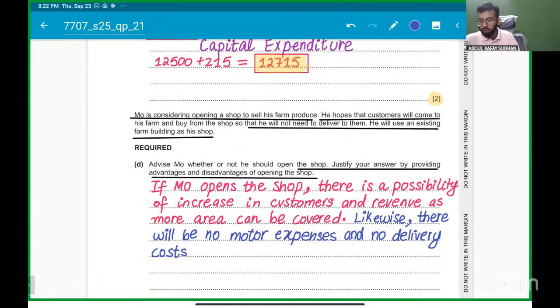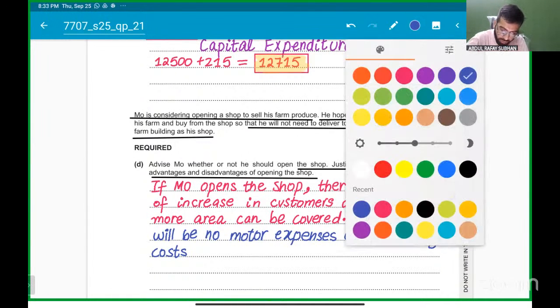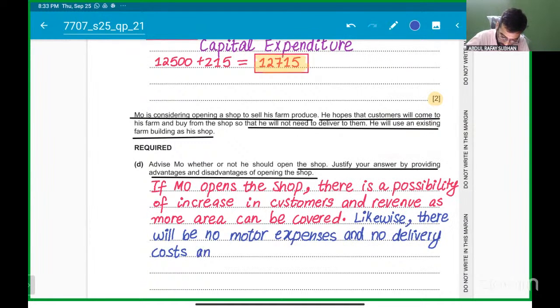Okay, let's continue. So ये कुछ benefits हैं, advantages हैं. I have written down two advantages. If anyone would like to volunteer something, okay, there will be no motor expenses and no delivery cost. If you are opening the shop, you can attract more customers, more audience can be reached. Okay, more area can be covered of that surrounding or of that particular vicinity. आपके expenses नहीं होंगे. Likewise, there will be no motor expenses and no delivery cost, and hence more time will be saved as well.